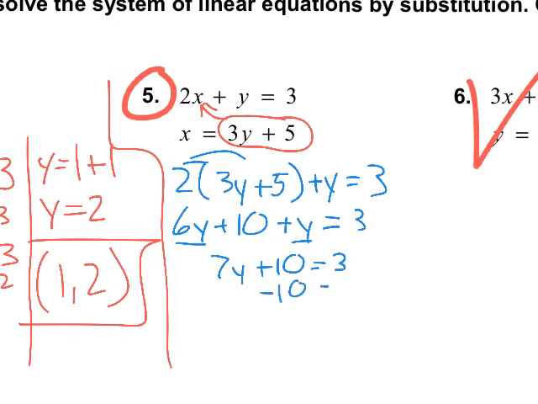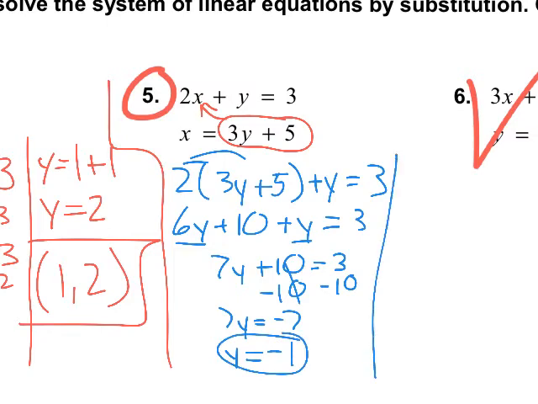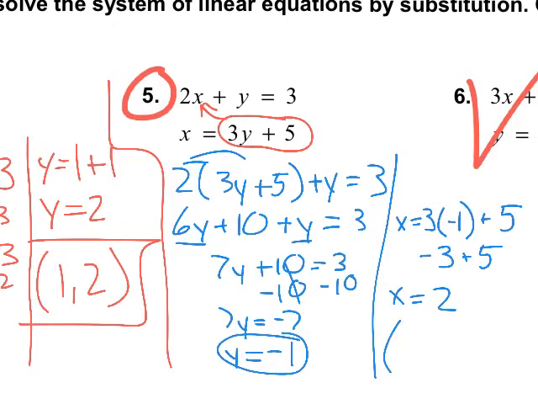Opposite operation to get rid of 10. I have 7y equals negative 7. Divide by 7 and I end up with y equals negative 1. Okay, so that's half of my answer. Since I'm trying to find x, I'm going to use the x equals equation. So x equals 3 times y, which I know is negative 1, plus 5 more. 3 times negative 1 is negative 3. Plus 5 more is 2. So x equals a positive 2. So then my ordered pair answer is 2, negative 1.